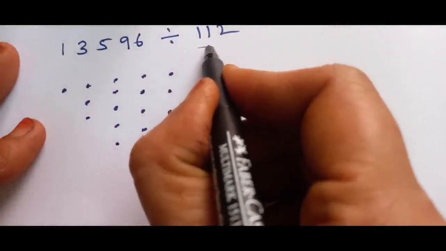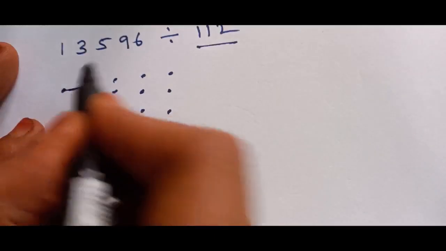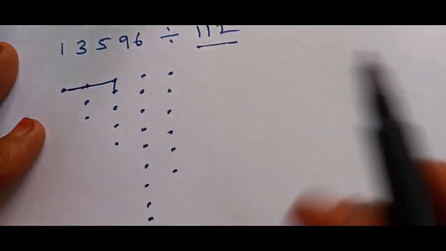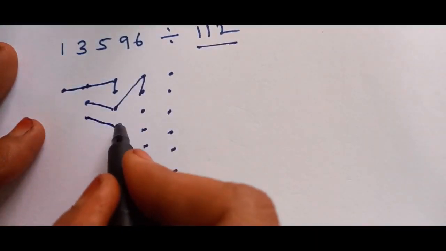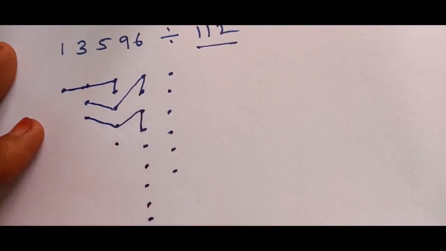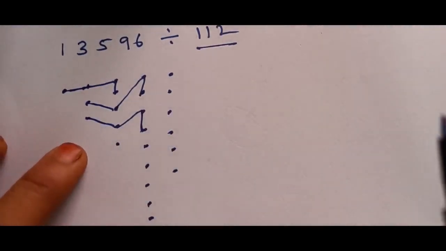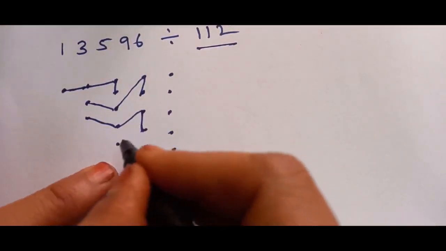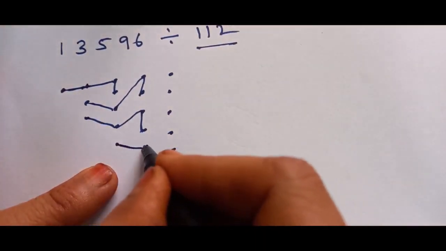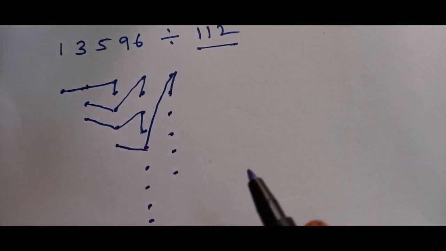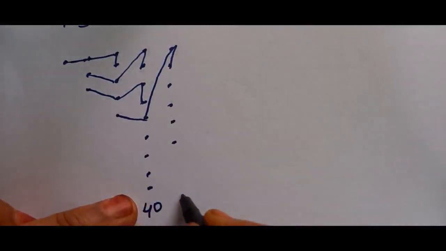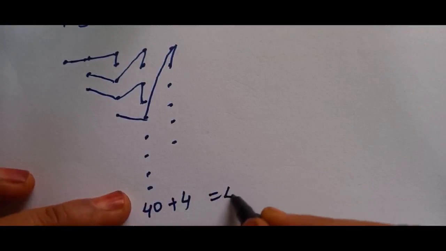Here divisor is 112. So 1 in the first column, 1 in the second column, 2 in the third column, like this. So 1, 1, 2. 1, 1, 2. So first completed, second completed. So next we need to take third. 1, 1. See here 2. Okay. So how many left here? Here 4 dots in the tens place, that is 40. In the ones place 4. 40 plus 4 is equal to 44, the remainder.